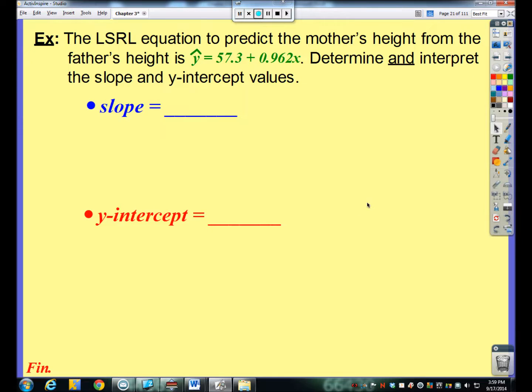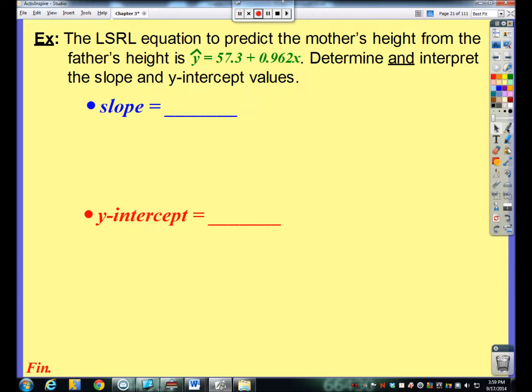So let's put this to use to finish out the video. Let's say our mother-father height scatter plot from earlier, let's say this is the regression line. I just kind of made this up based on what I felt like would maybe be the LSRL. But in the next video, we'll talk about how to get this equation, so don't fret about that. You'll just be given this for right now. It says determine and interpret the slope and the y-intercept values.